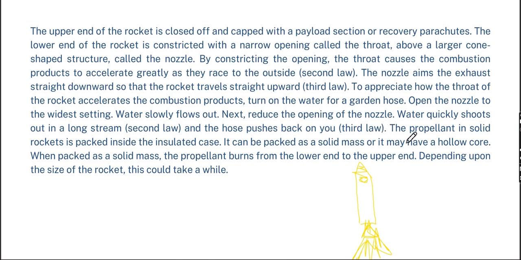The propellant in a solid rocket is packed inside the insulated case. It can be packed as a solid mass or it may have a hollow core. When packed as a solid mass, the propellant burns from the lower end. It may be hollow or totally solid. In upcoming videos we will study it in detail. The core may be hollow from the lower to the upper end, depending upon the size of the rocket.